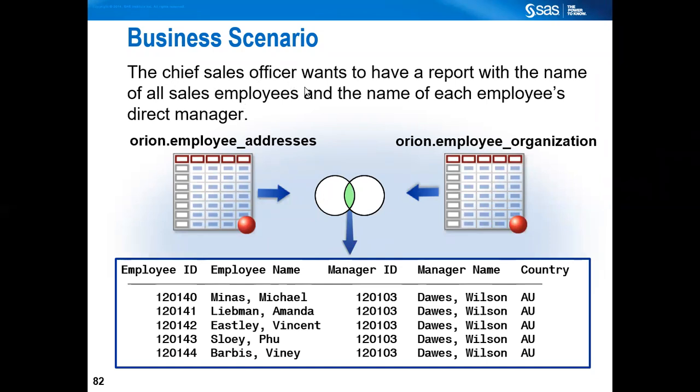The chief sales officer wants a report with the names of all sales employees and the name of each employee's direct manager. We are working only with sales department employees. So the head of this department needs to know the employee details, their employee ID, and of course their reporting managers. You get this information through two tables: addresses and organization. Employee ID is a common column in both the tables, so you will have an inner join where you get the information of this type. Fine.